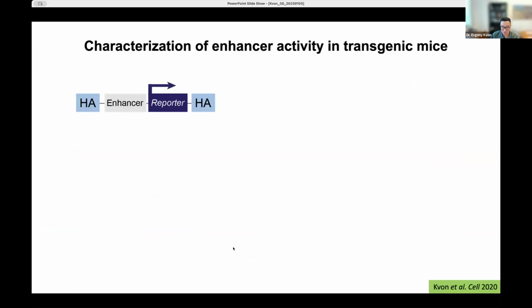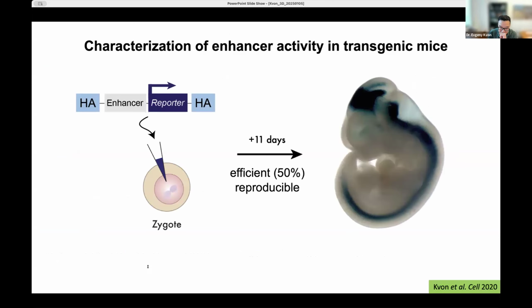And when I was a postdoc, we developed this method, which is essentially an enhancer reporter assay, but it's targeted. It uses a safe-harbor integration site in the mouse genome, so we eliminate position effects. And so it's very efficient. More than 50% of injected eggs, more than 50% of mice are actually transgenic with a site-specific integration. It only takes 11 days.